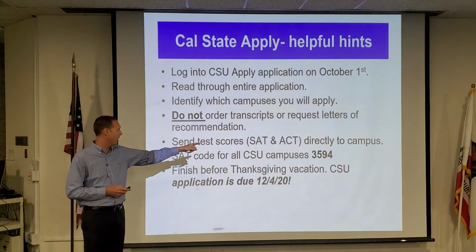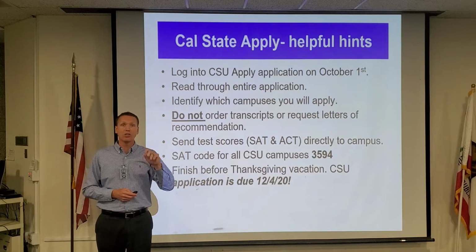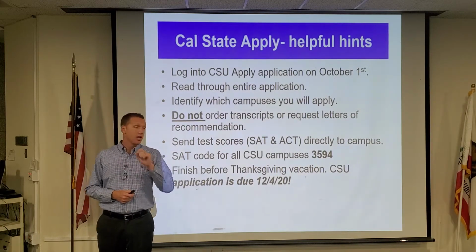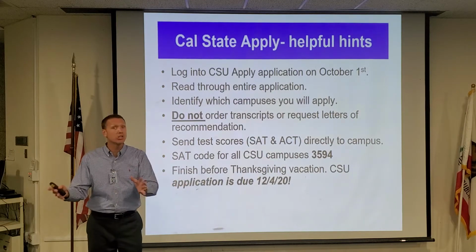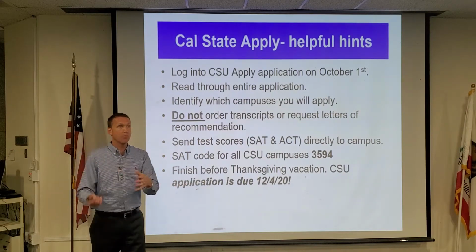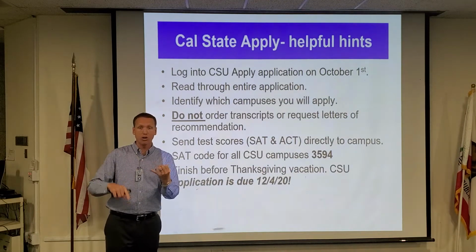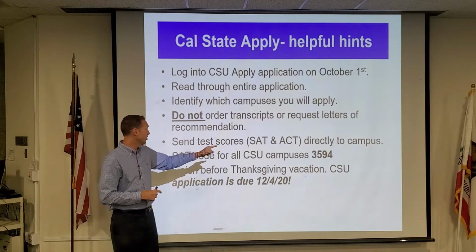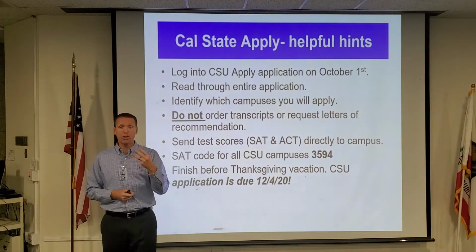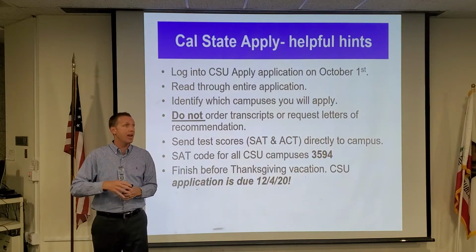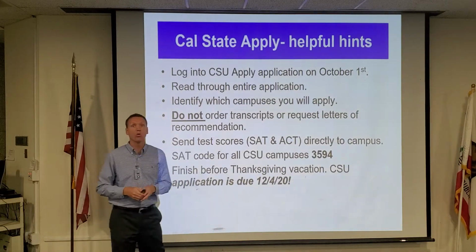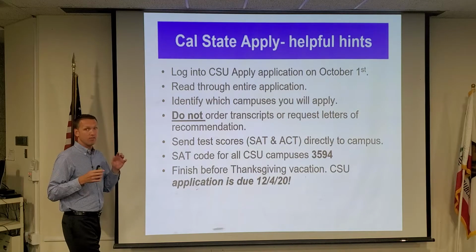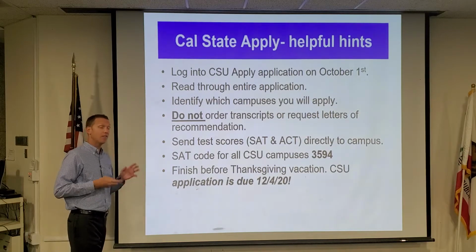Last week we talked about 3594. Use that as a way to save some money, and it'll be sent to all 23 campuses. You're not applying to all 23. The example I gave a minute ago was I'm applying to San Marcos, Long Beach, and Sonoma. By using 3594, it goes to all three of those schools. Oh wait, I also added San Diego State last minute. 3594 will pull that score, which is very, very nice and saves some money.